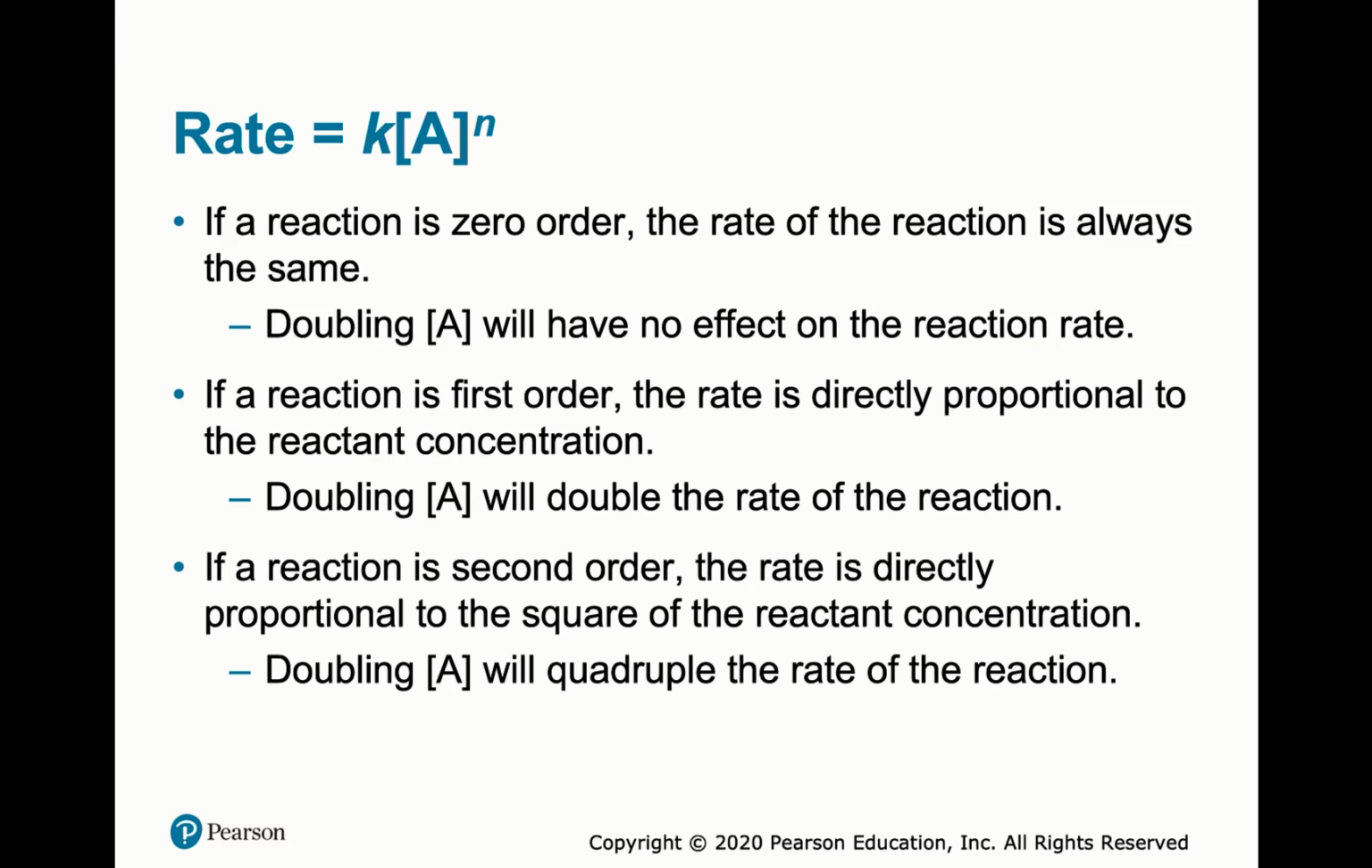So if the reaction is zero order, the rate of reaction is always the same. Doubling the concentration of A will have absolutely no effect on the reaction rate. An example of something like this is often phase changes. For a constant heat supply, a phase change is often a zero order reaction, for instance.